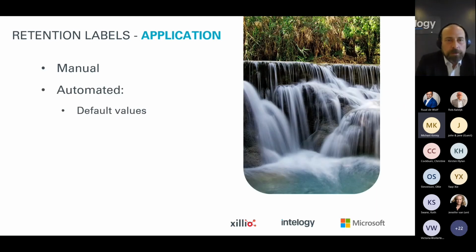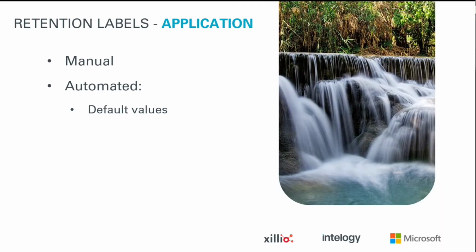But there's also a whole bunch of automated approaches here. The first of these, and cards on the table, this is my favorite. I always try and encourage people to go down the default values line if you can. It requires a premium license, by the way, for some of these more advanced capabilities. But if you've got access to, say, E5 or an E3 plus one of the compliance bolt-ons, then you can set default values on your document libraries or on your folders at the point they're created, typically.